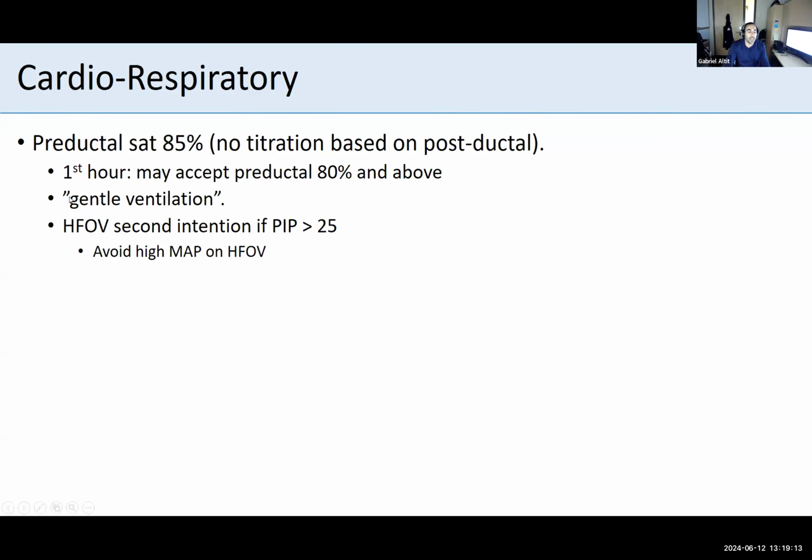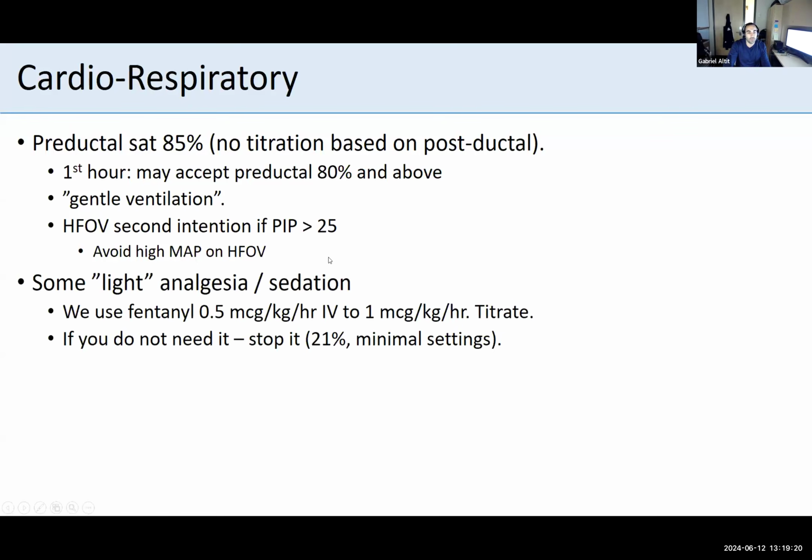So we do tend to use some degree of high frequency ventilation in those patients that have high peak inspiratory pressures, and we do locally use some light analgesia or sedation, such as low dose fentanyl, if we do have signs of some degree of cardiovascular instability. But my message is, if you don't think you need a therapy, you should stop it, or you should not even start it in the first place.